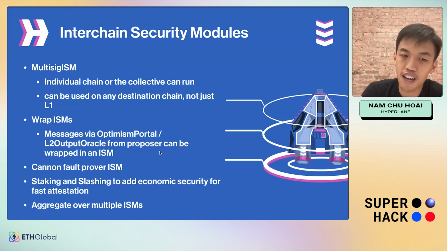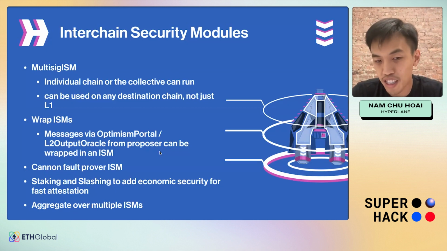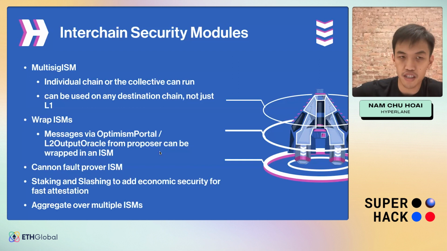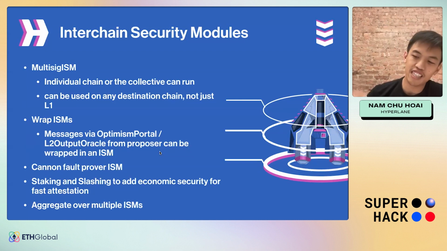We also have all the contracts set up to support staking and permissionless slashing. So you could imagine validators, let's say in this multi-sig ISM, having an economic stake, and if they ever lie, they would actually get slashed.